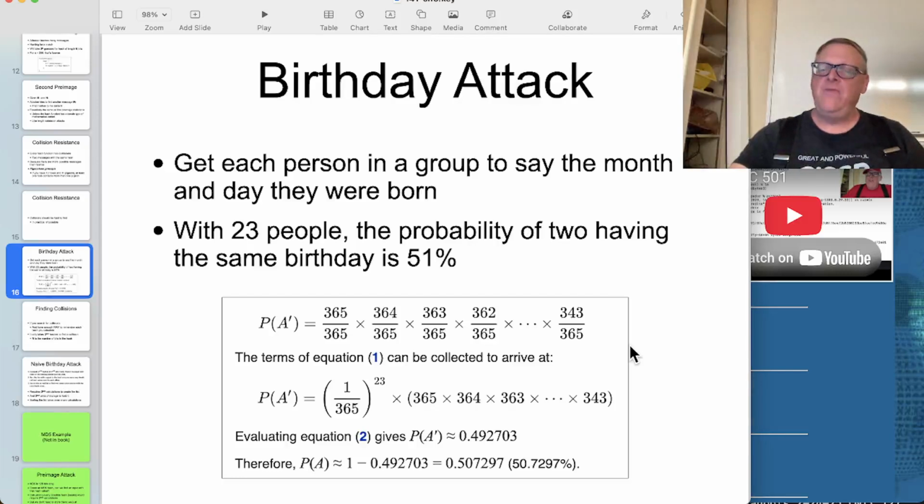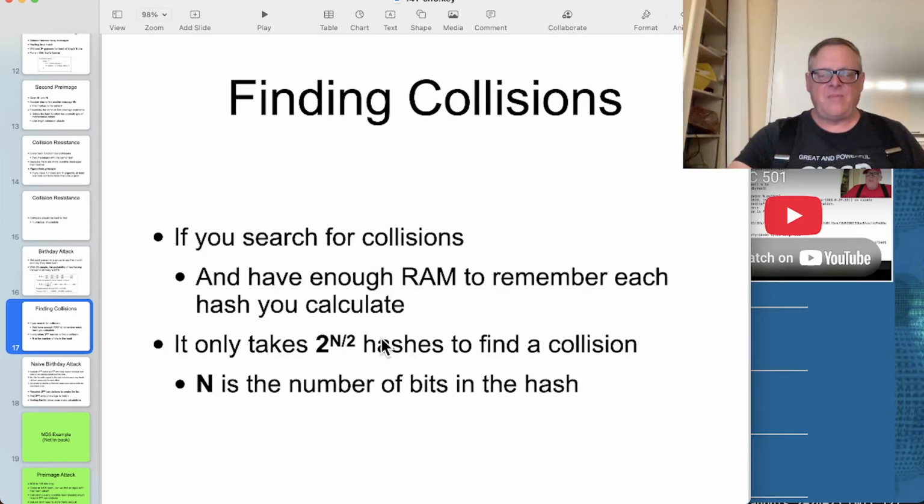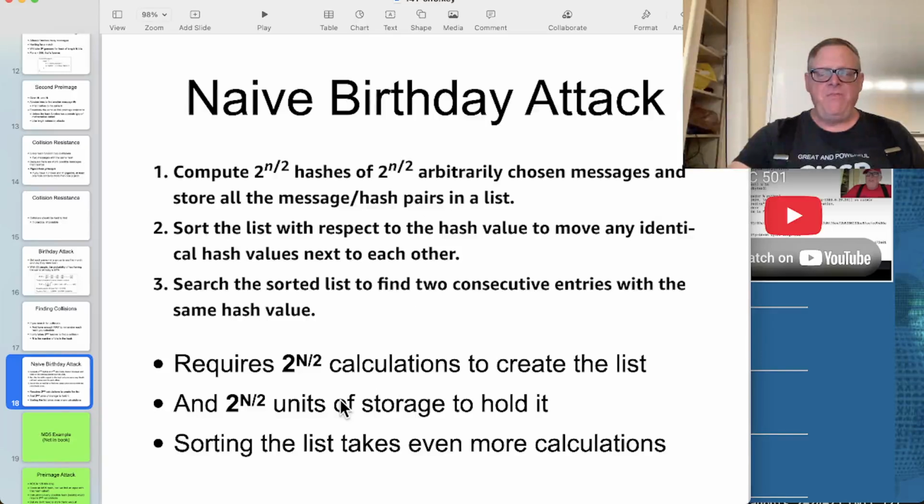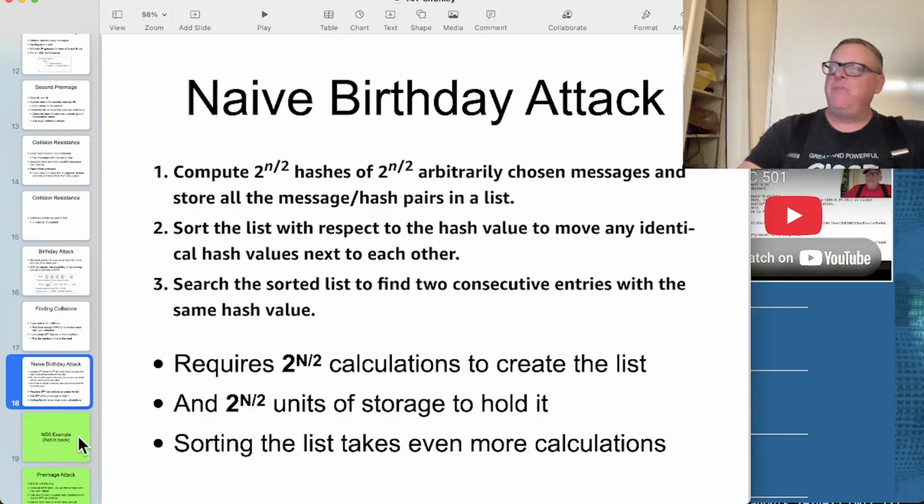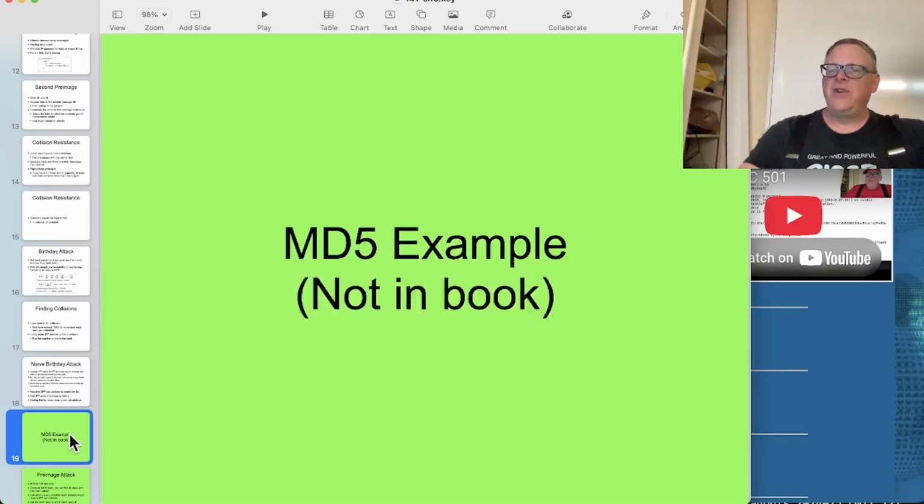So if you have a 256-bit hash, you only need to calculate 2 to the 128 guesses to get there, which is impossible. But it's 2 to the n over 2 hashes to find a collision. All right, that's the game. That requires 2 to the n over 2 calculations and 2 to the n over 2 units of storage, because you're going to have to store them all to find out there's a collision in there. So that might be possible for short hashes like MD5, but it's not possible for things like SHA-256.